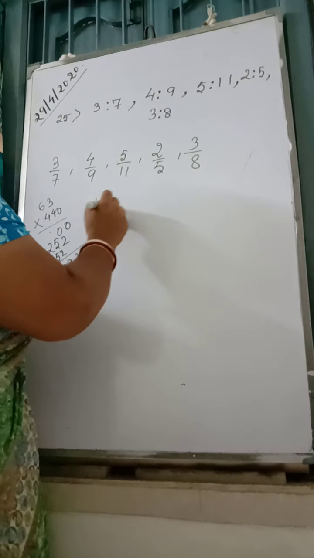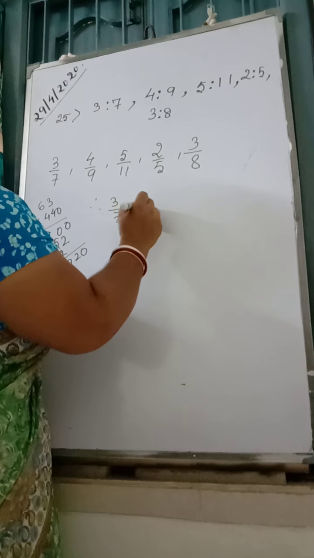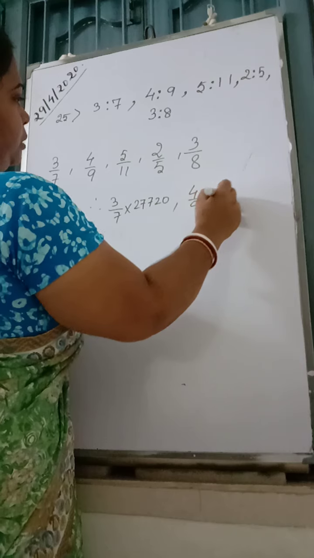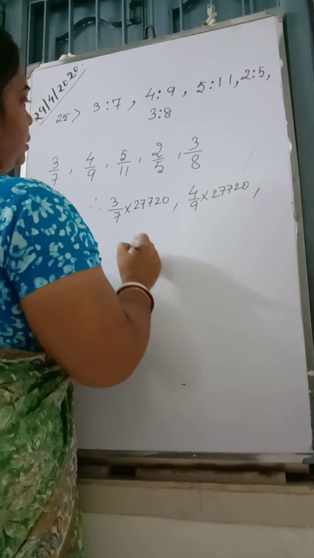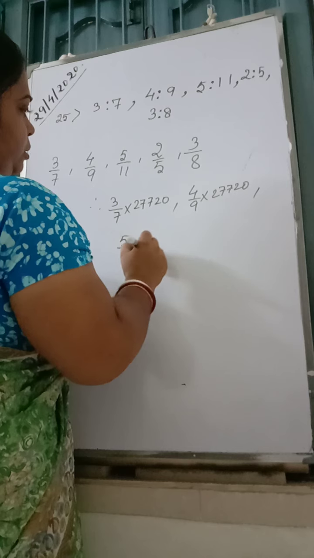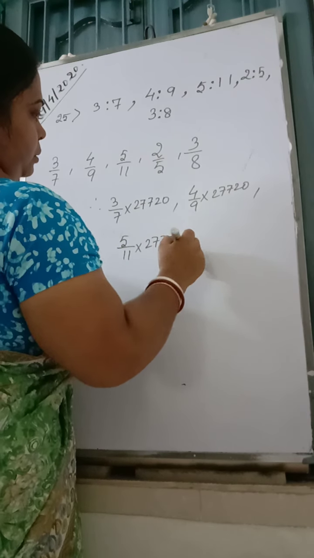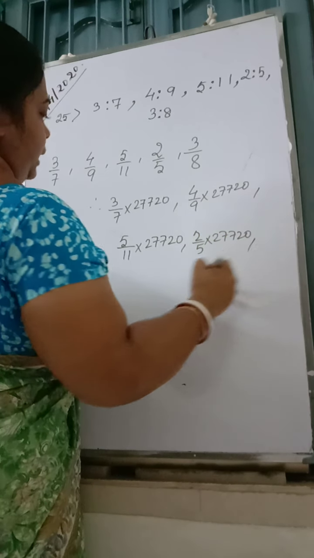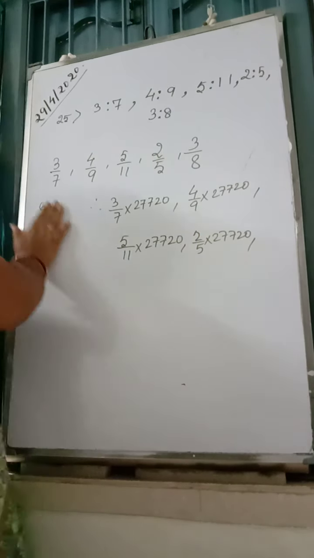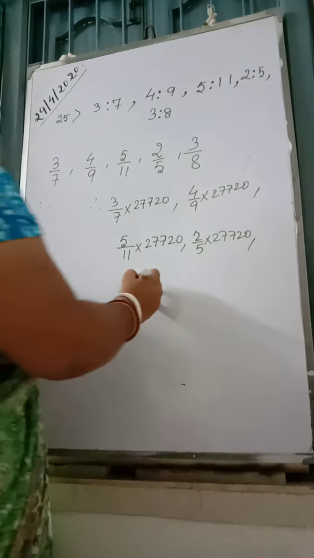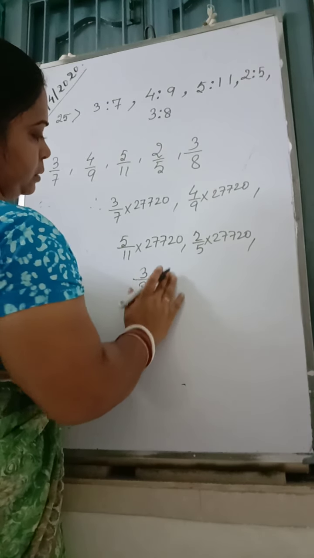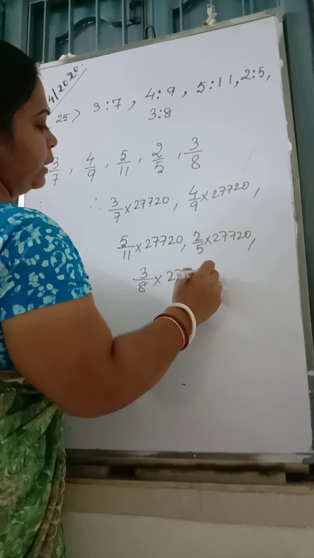So what are we going to write? 3/7 into 27720, 4/9 into 27720, 5/11 into 27720, 2/5 into 27720 and 3/8 into 27720. It means we have to bring it into simpler form, is it?